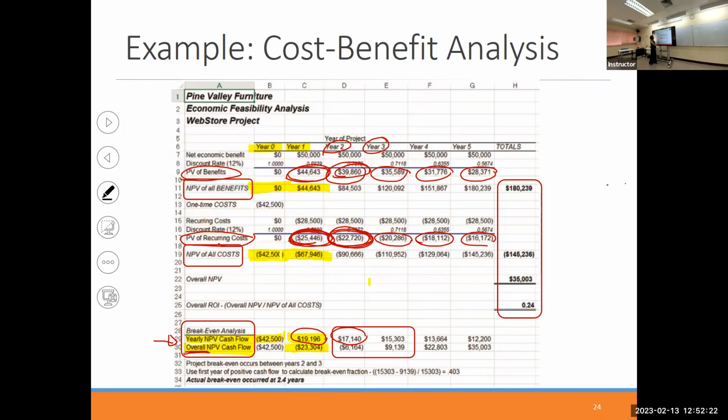The highlighted one, 42 minus 0, you get 42. Okay, you lose 42 cumulatively because you pay. The same for year 1. You pay accumulatively the cost of 67, where the accumulative benefit is 44. So still, we have cost higher than benefits, okay? Continue with year 2. The cost is 90, while the benefit is 84. Still, we lose, right? We don't gain yet, a loss of 6,000 something.